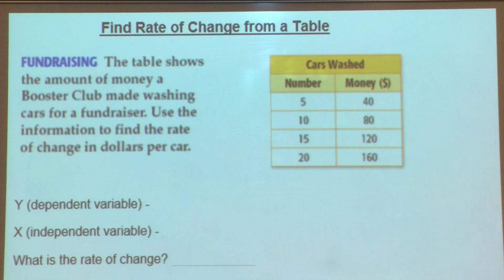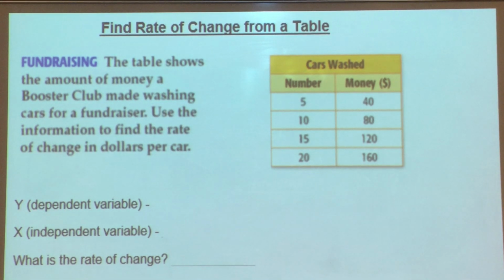So I'll go ahead and I'll read it. It's a fundraising example. The table shows the amount of money a booster club made washing cars for a fundraiser. Use the information to find the rate of change in dollars per car. So what we're going to do in this example is find the rate of change. We need to figure out what x is changing by and what y is changing by.